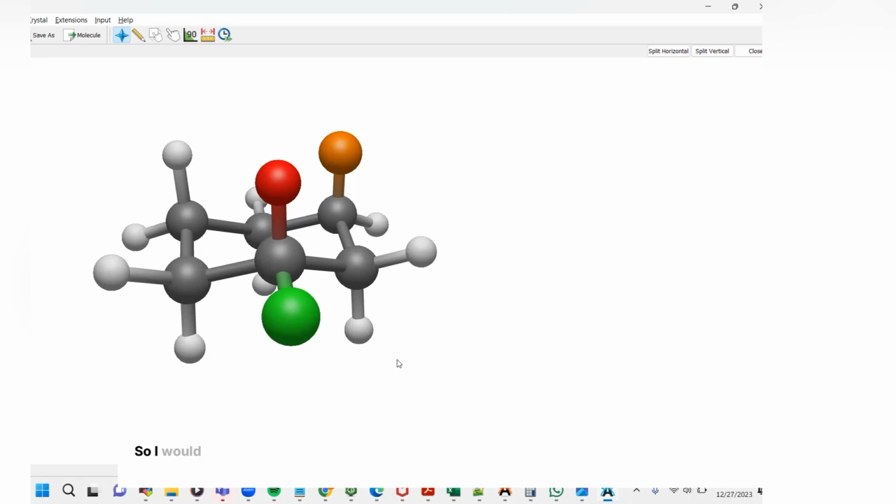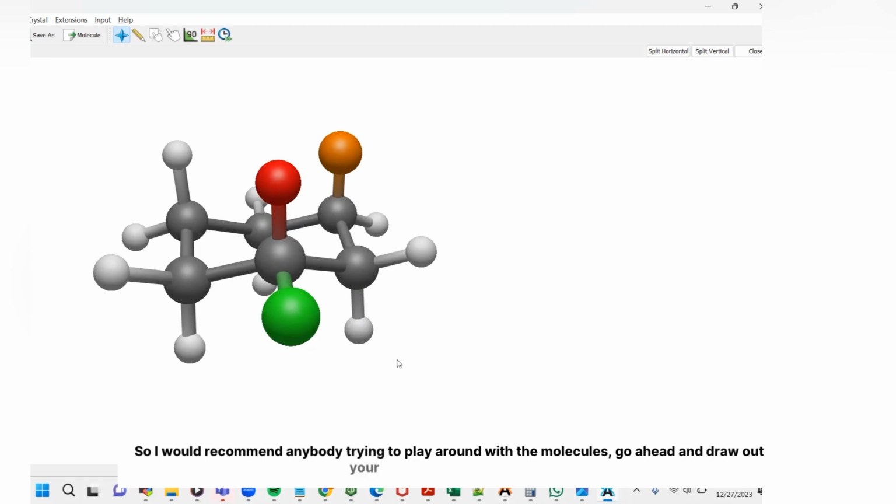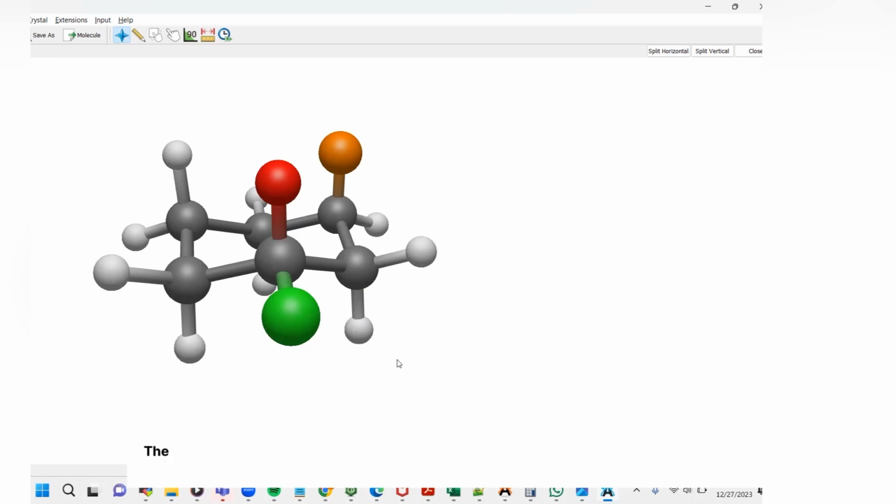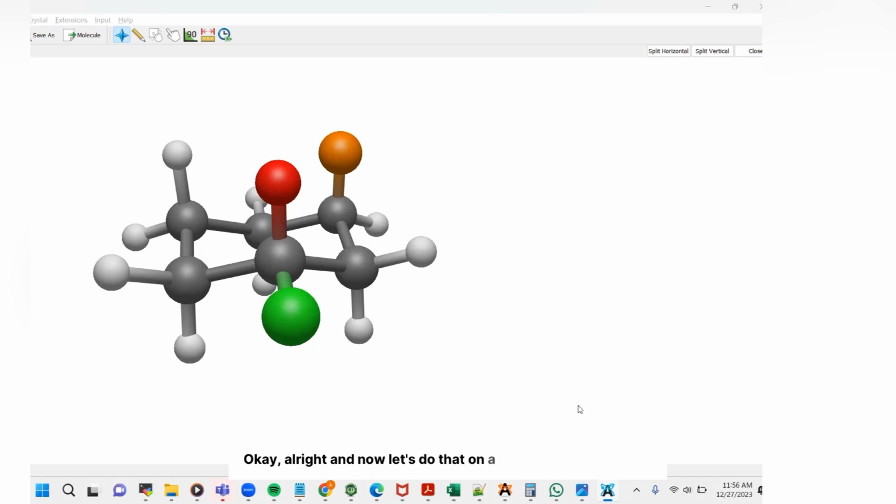I would recommend that anybody trying to play around with molecules go ahead and draw out your molecules on a software. The one that I'm using right now is Avogadro, or you can also use molecular kits. They work the same way. All right, and now let's do that on a plane of paper, correct?